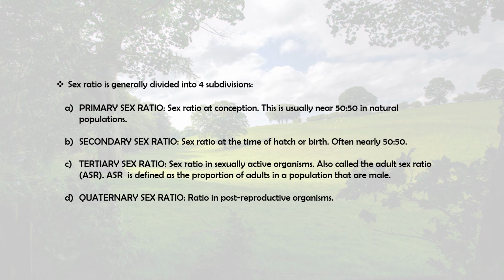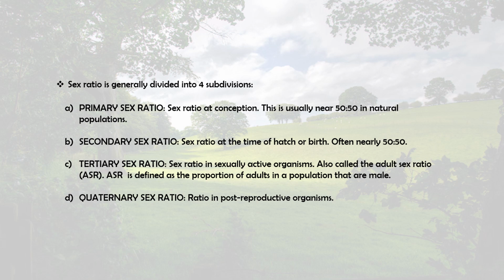So there will be fewer chances of fertilization, so the sex ratio may be changed according to that. And the secondary sex ratio means the sex ratio at the time of hatch or birth. Often it is nearly 50 to 50, but there are some examples which show that there is skewness in the secondary sex ratios.